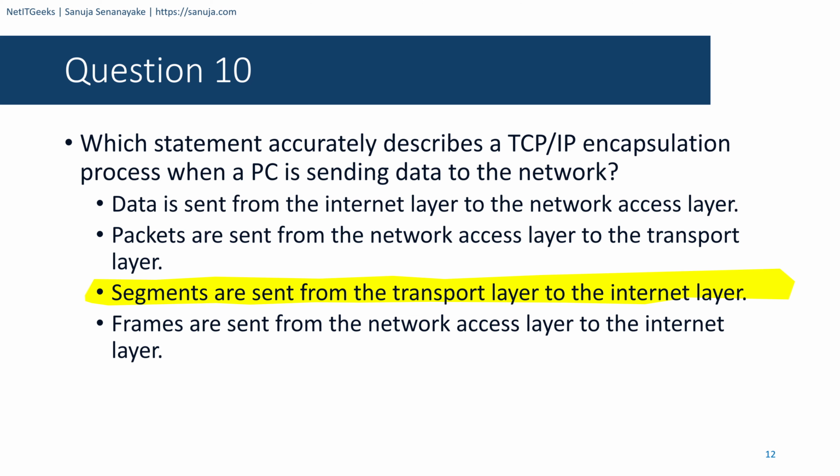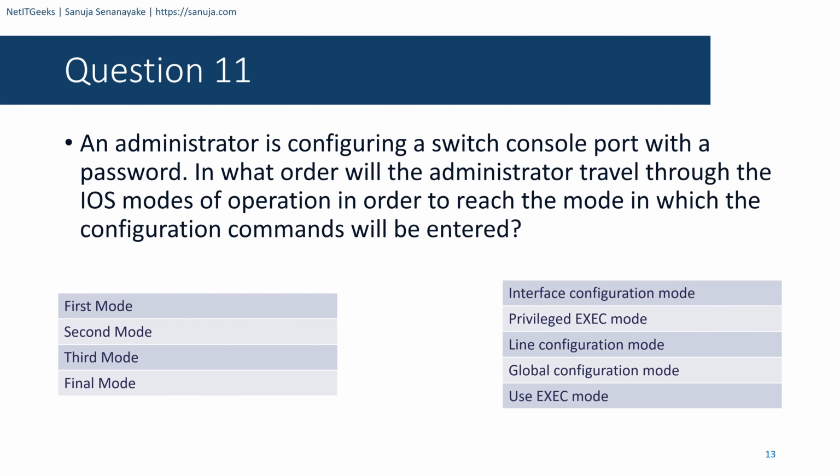So let's go to the next question. Question number 11 is basically a matching question. The question is, an administrator is configuring a switch console port with a password. In what order will the administrator travel through the IOS modes of operation in order to reach the mode in which the configuration commands will be entered?